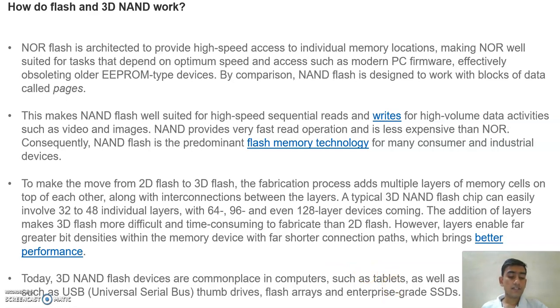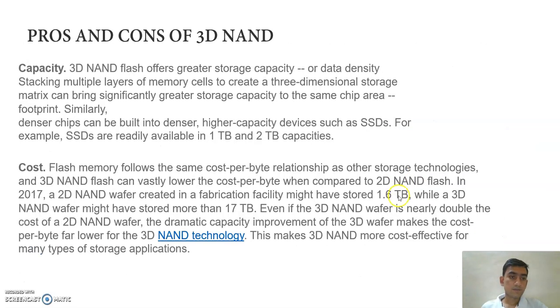Today, 3D NAND flash devices are more commonplace in computers such as tablets, as well as storage devices such as USBs, thumb drives, flash arrays, etc. So, what are the pros and cons of 3D NAND? 3D NAND flash offers greater storage capacity, or data density. Stacking multiple layers of memory cells to create a three-dimensional storage matrix brings significantly greater storage capacity.